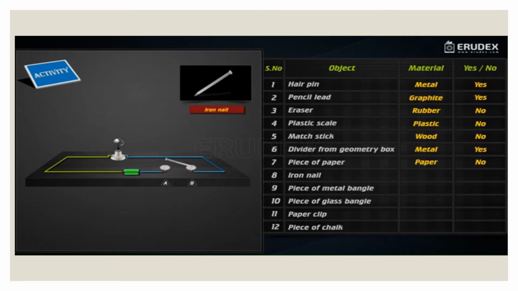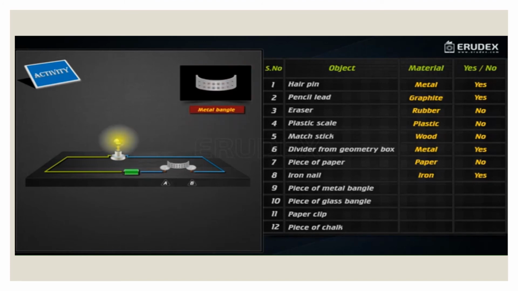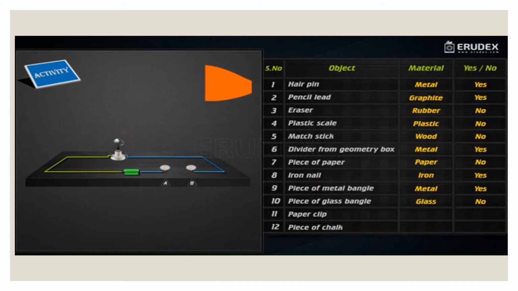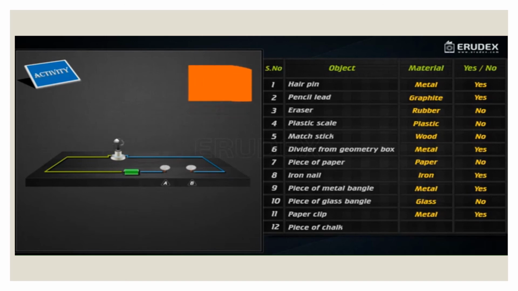Iron nail. See, we have placed the iron nail between the drawing pins. And the bulb is glowing. That means it is made of iron, and it is, yes, the bulb is glowing. It is a conductor. Piece of metal bangle we have taken. Yes, because it is metal, so the bulb is glowing. It is a conductor. Piece of glass bangle we have taken. The bulb is not glowing, so it is no. It is an insulator. Paper clip we have taken. Now look over here, paper clip. We have put it between the two drawing pins. Yes, see, the bulb is glowing. So it is, yes, it is a conductor.